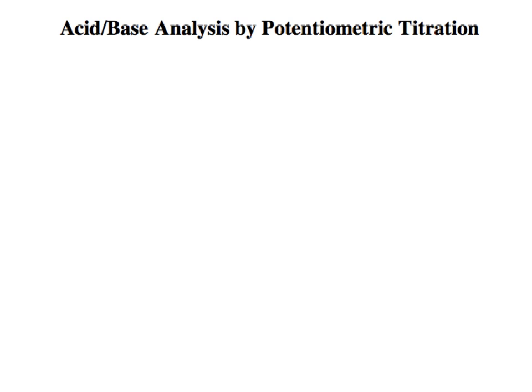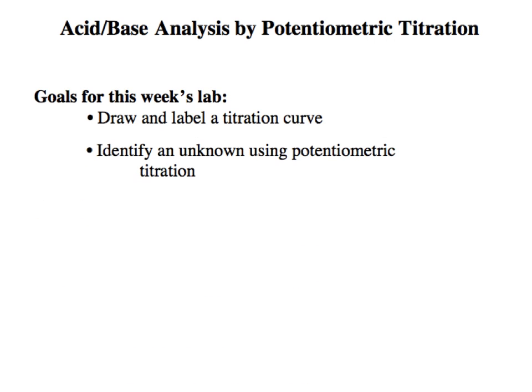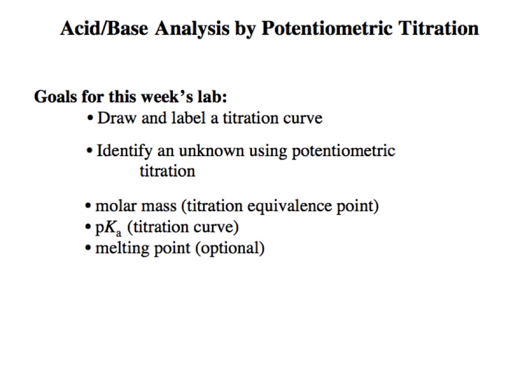This week we will be completing the acid-base analysis by potentiometric titration. The goals for this week's lab are to draw and label a titration curve and identify an unknown using potentiometric titration. After graphing your titration curve, you will be able to identify your unknown by determining your molar mass, pKa, and melting point.